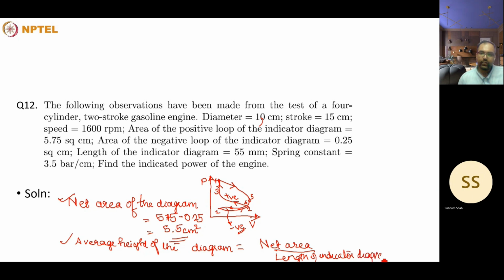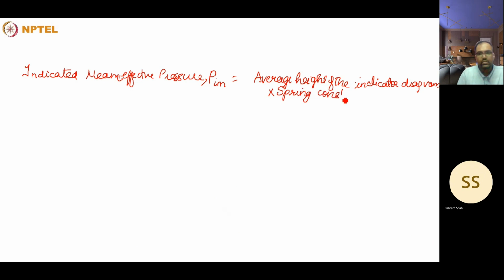So the net area of the indicated diagram is 5.5 centimeters square divided by the length of the indicated diagram, 55 mm, that is 5.5 centimeters. So it is coming around 1 centimeter. Now the next step will be to calculate the indicated mean effective pressure. So the actual value will be around 1 centimeter multiplied by the 3.5 bar per centimeter. So it should be 3.5 bar. That will be the indicated mean effective pressure.